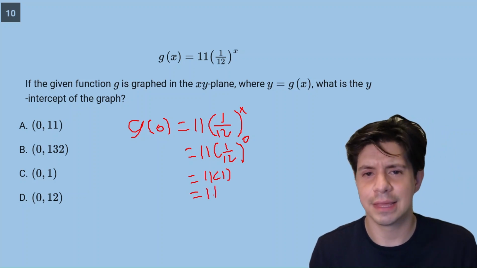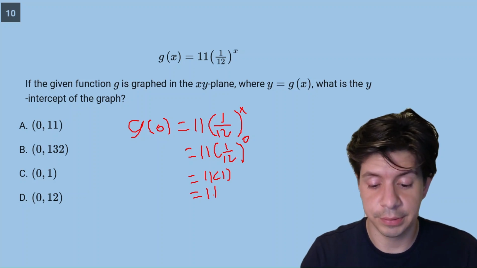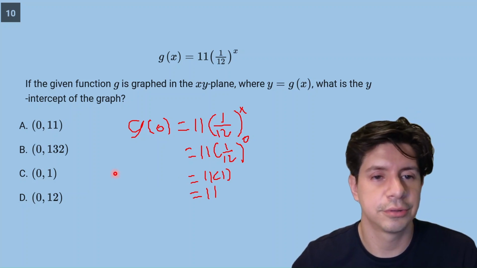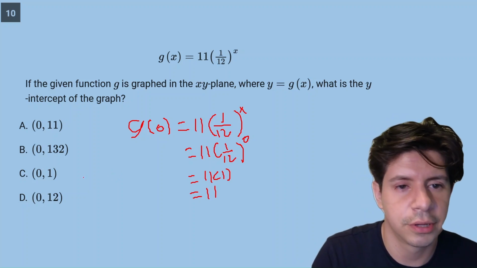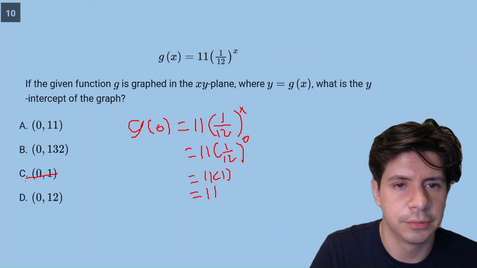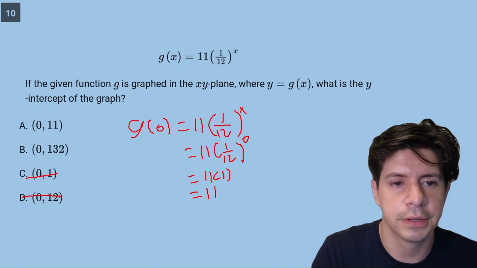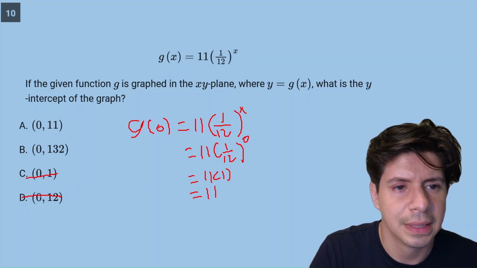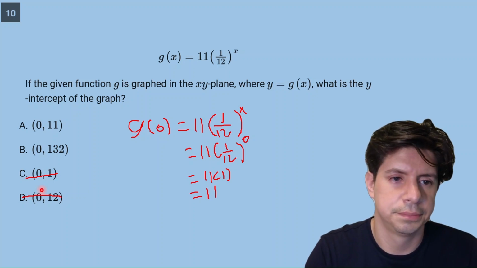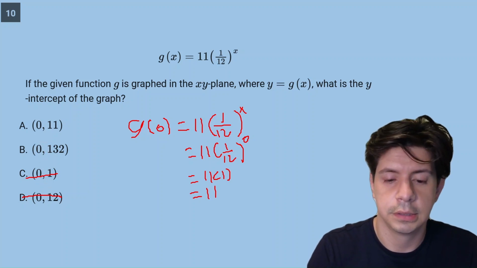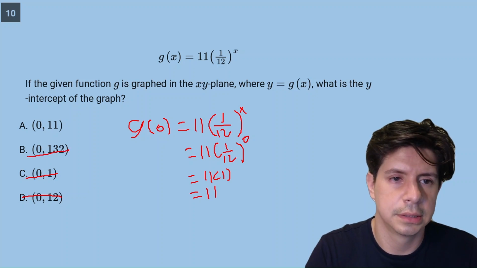You wouldn't want to write that out on the actual test because you should be able to do that mentally, especially with the answer choices here, but I'm just doing it for illustrative purposes. So we can cross off C, 0, 1/12, and we can cross off 0, 1/132. So then we're going to get 0, 11, A.